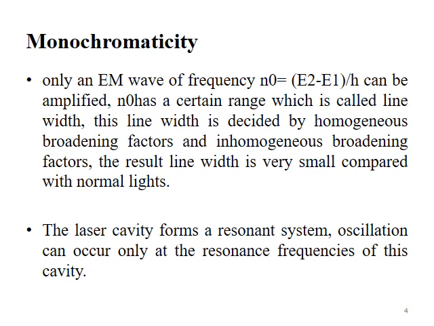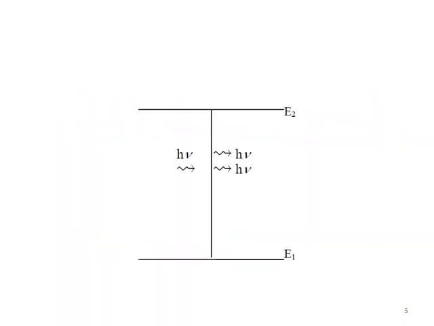The second factor is the laser cavity, which forms a resonance system. Oscillation can occur only at the resonance frequency of the cavity. This leads to further narrowing of the laser line width. The narrowing can be as large as 10 orders of magnitude. So, laser light is usually very pure in wavelength. We say it has a high property of monochromaticity.